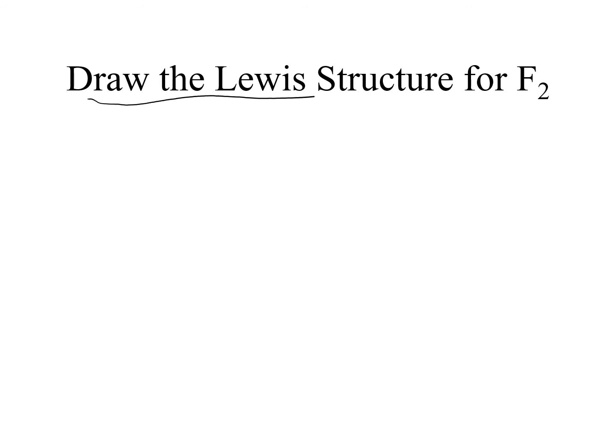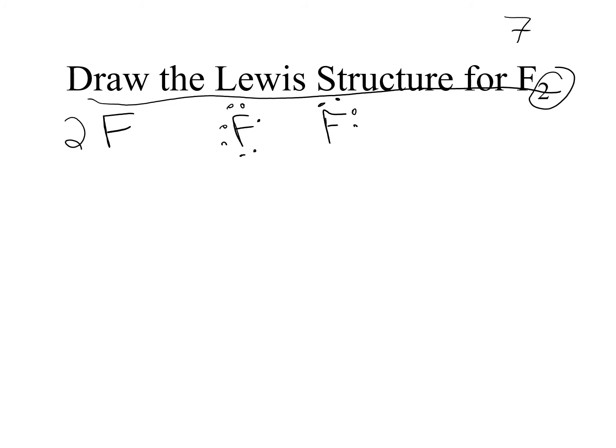Draw the Lewis dot structure for a molecule of fluorine. So the first thing is determine the number of atoms of fluorine we have, which is our subscript. So we have 2 fluorines. Next, we're going to draw the Lewis dot structure for each fluorine. So I'm drawing my 2 fluorines. Fluorine is in column number 7, so therefore fluorine has 7 valence electrons. So I'm doing the Lewis dot structure for my individual atoms of fluorine.